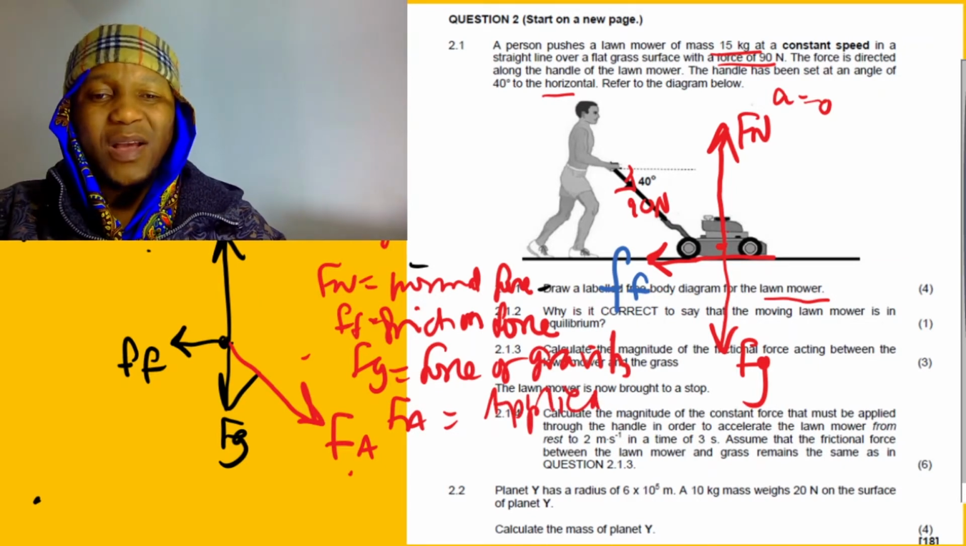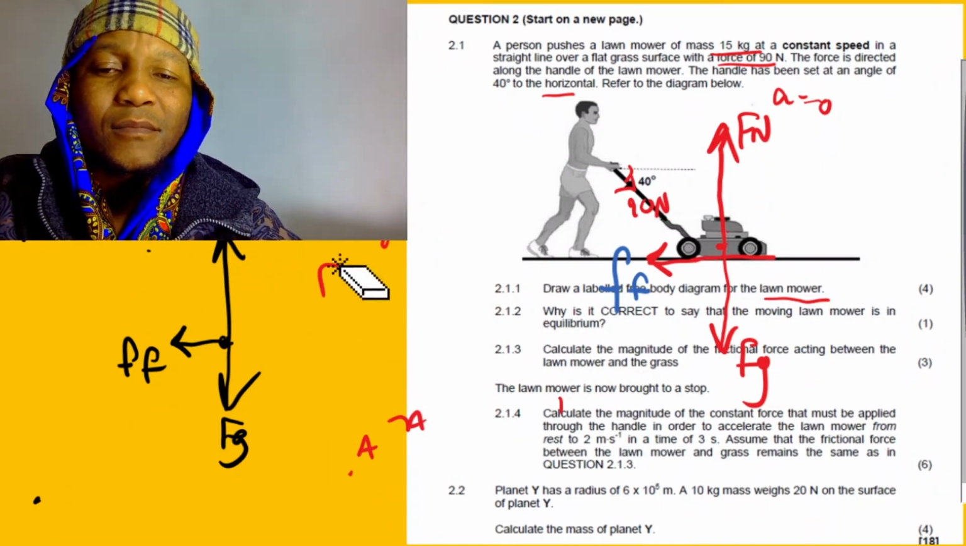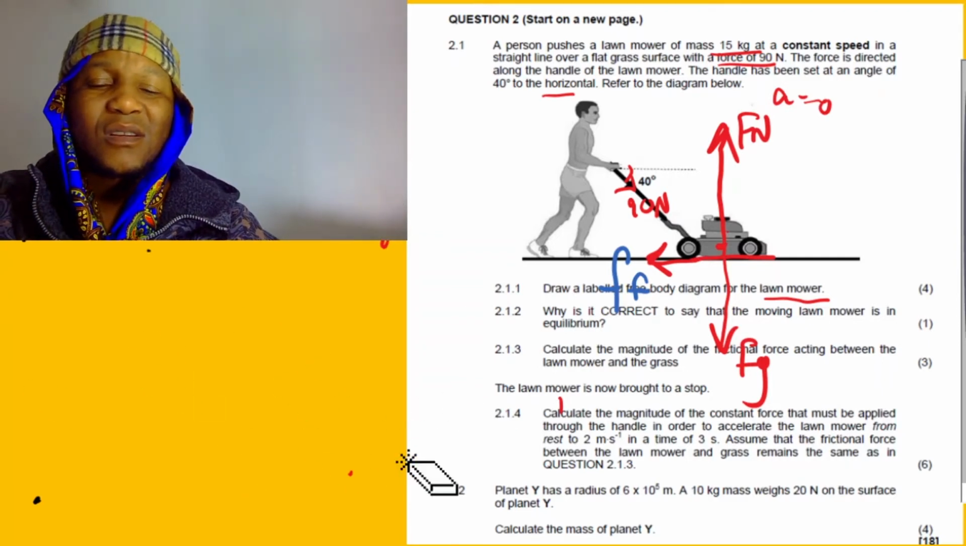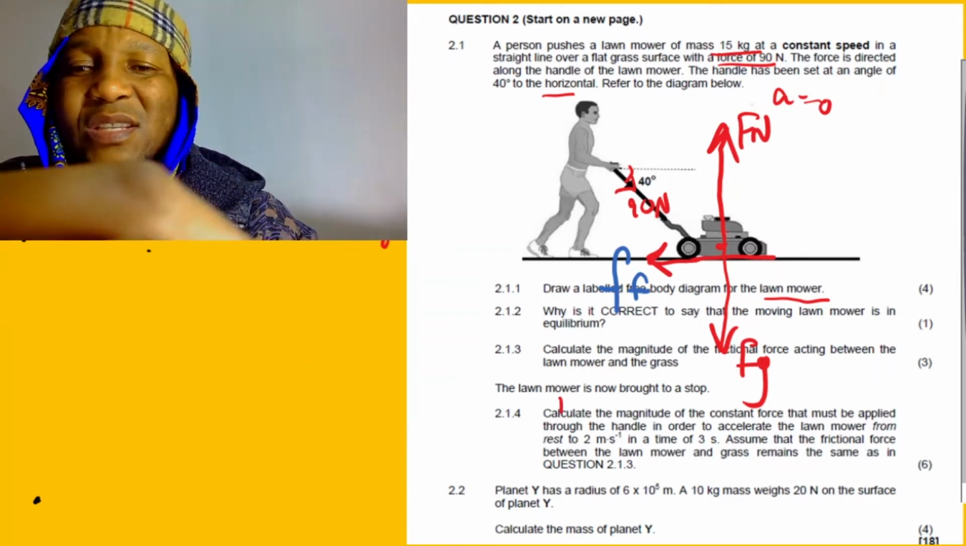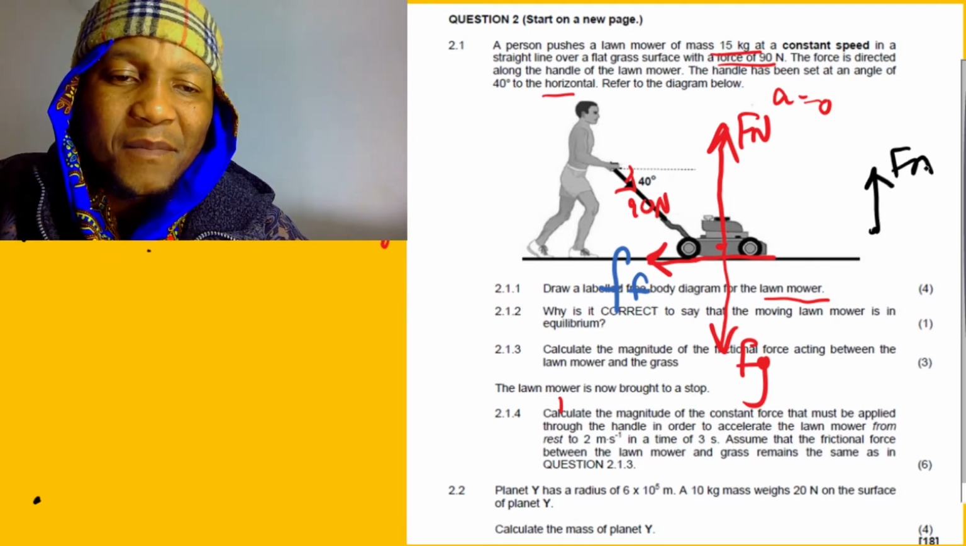Now we're done with the first part. Now let's go for the second question. What is the second question? So, the force diagram is going to be like that. FA.